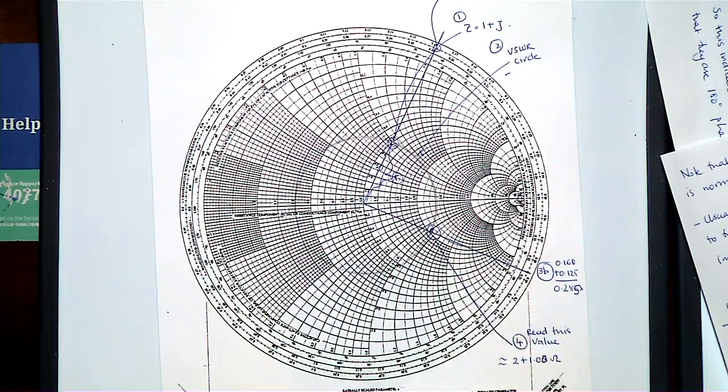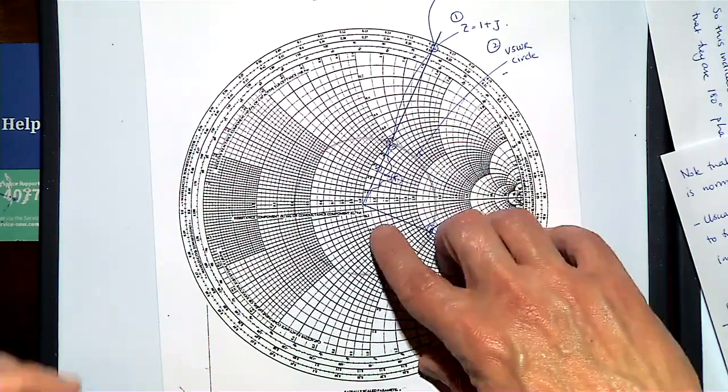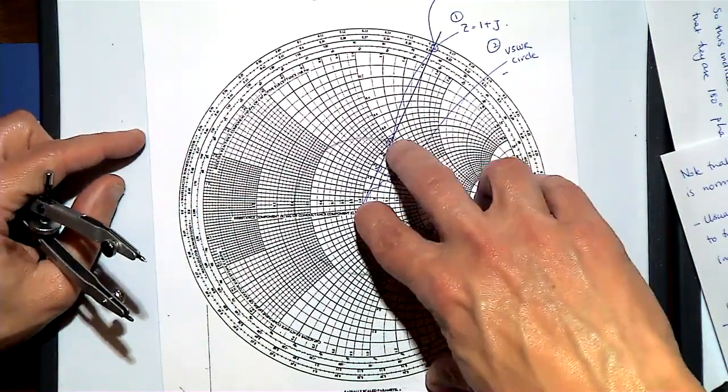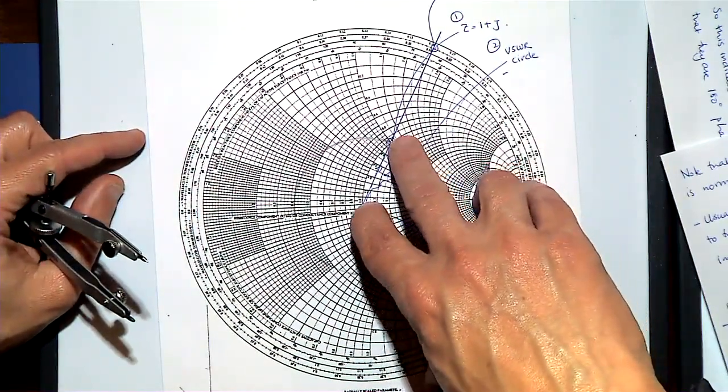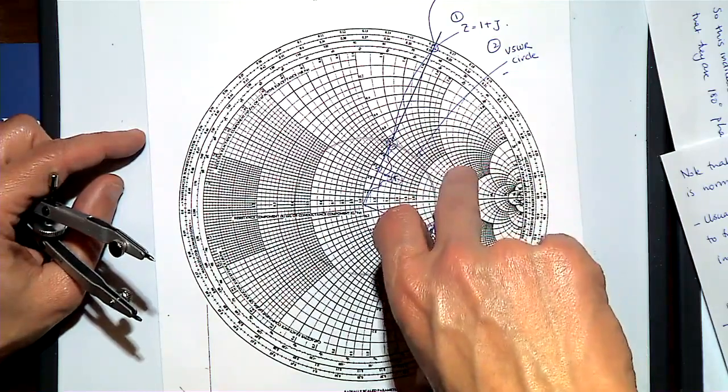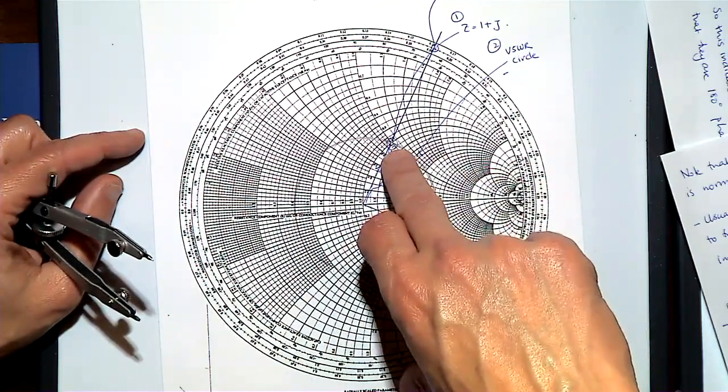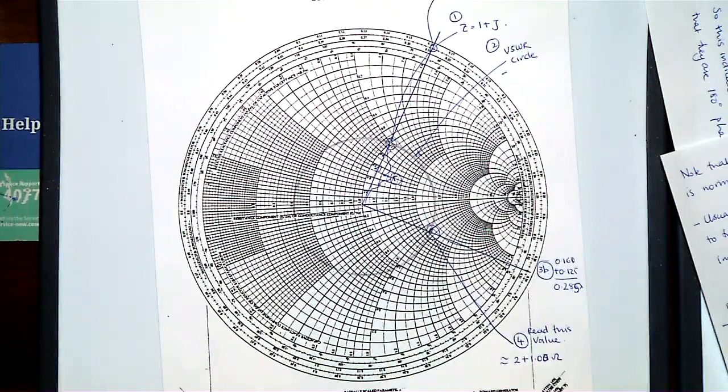So essentially what you need to do is grab the point from the origin to the load and draw a circle around it. That's your voltage standing wave ratio circle. And essentially that tells you all the impedances that you're able to achieve with that combination.